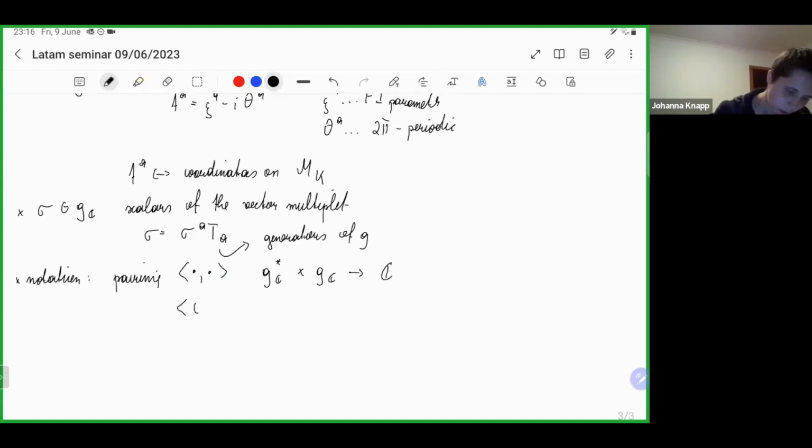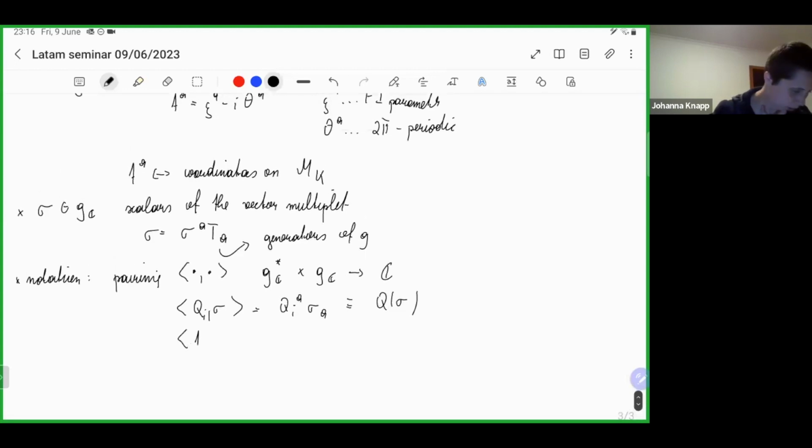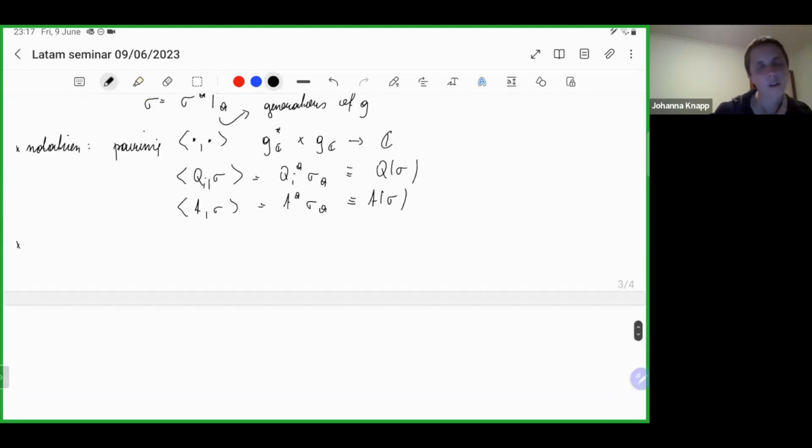In particular, you can naturally pair the Q's with the sigmas, which is Q_I^A sigma_A. Sometimes I will write this as Q of sigma. Similarly, we will also need T sigma, which is T_A sigma^A. I will write it like this. All right, so far we just have fields and symmetries and how things transform, and we have parameters.